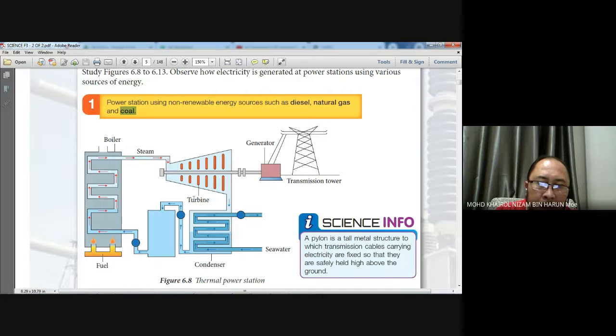So when the turbine moves, it will make the coil wire inside the generator move, and then electricity is generated. This is the simple explanation of how a power station uses energy sources to generate electricity. The difference is only based on the energy sources used to move the turbine. That is the function of the energy sources.